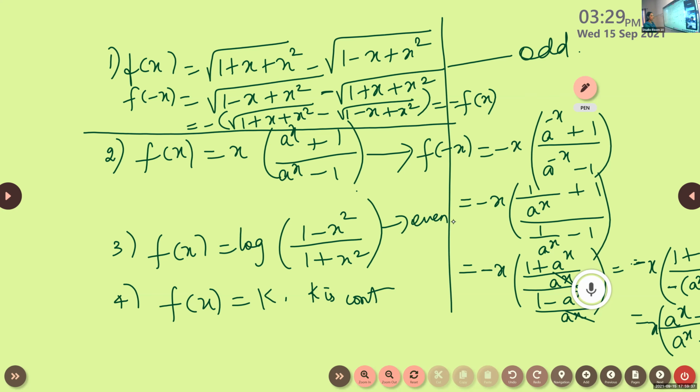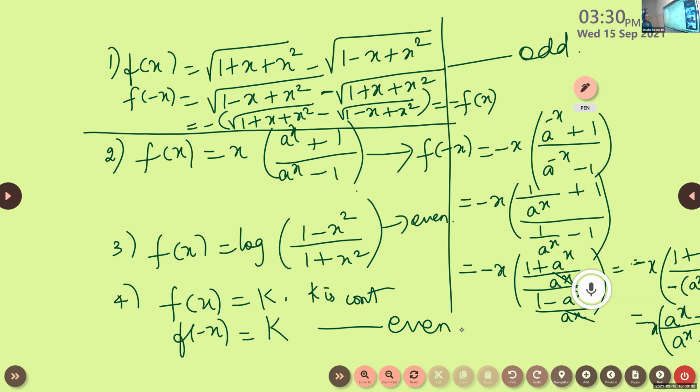What about the last one? F of x is equal to k. Is it an even function or odd function? Rijas, what is f of minus x? It is k, isn't it? Whatever may be the value of x, all the time it will be k. Same value only we will get. Therefore, this is also an even function.